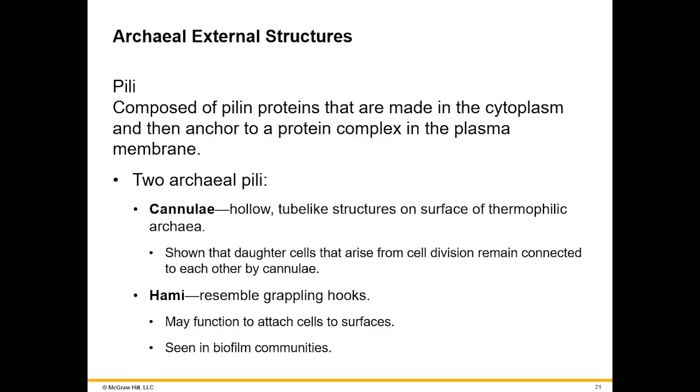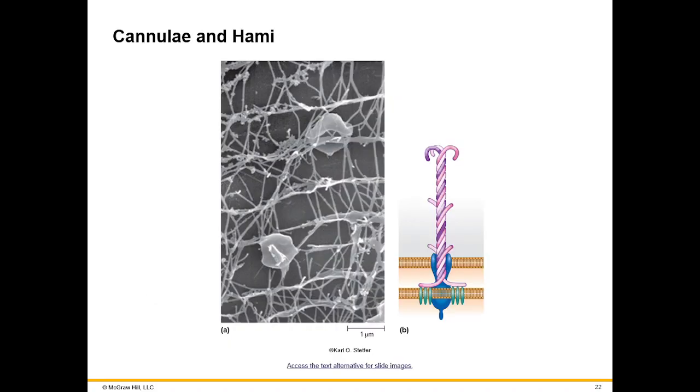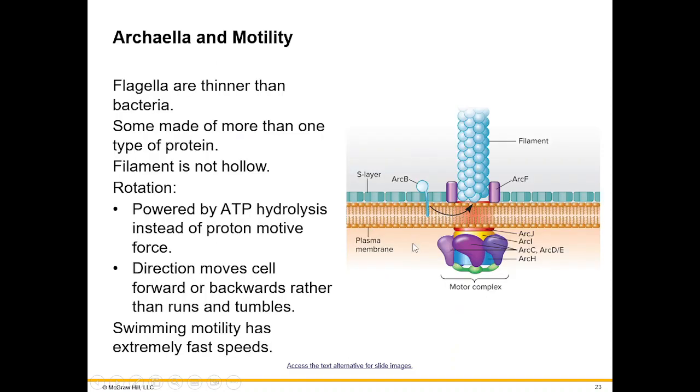These hami resemble grappling hooks, which may function to attach the cells to surfaces. This is mostly supposition, but anyway, we see them in biofilm communities of archaea. So here are the cannulae and hami. Here is the cannulae. They are basically strings attaching these two archaeal cells. And this is the hami, with hooks at the end that allow them to hook onto surfaces.